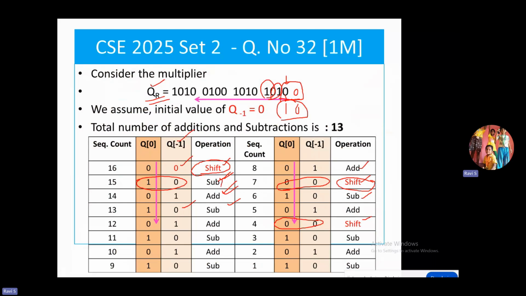So all together, out of 16 cycles, in 3 cycles we perform only shift. In the remaining 13 cycles we perform addition or subtraction followed by shift. If you consider the total number of additions and subtractions, it is going to be 13 that we perform in order to calculate the end product or end result.